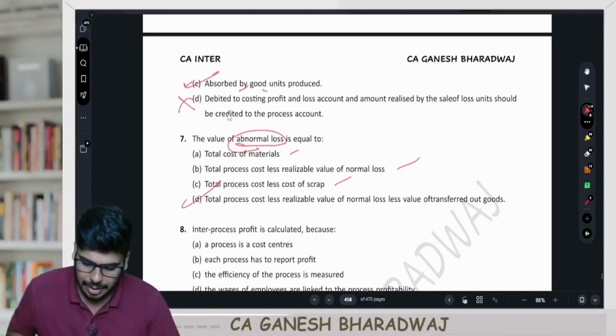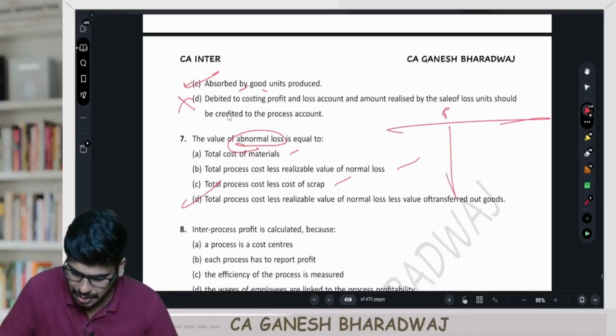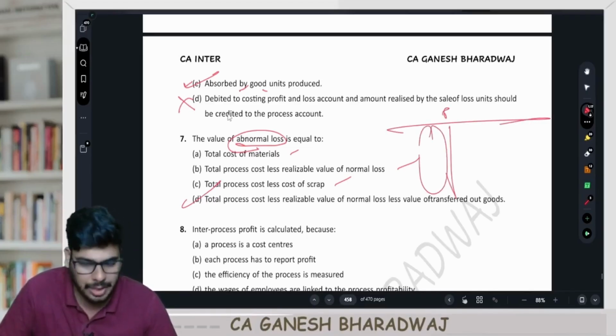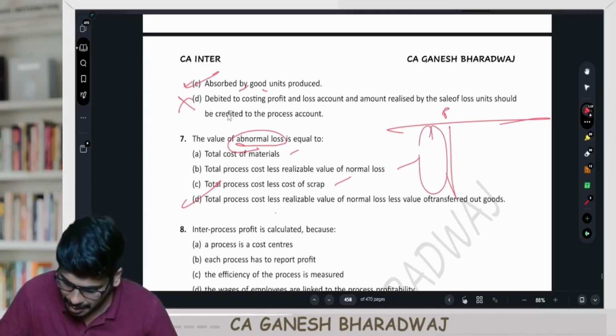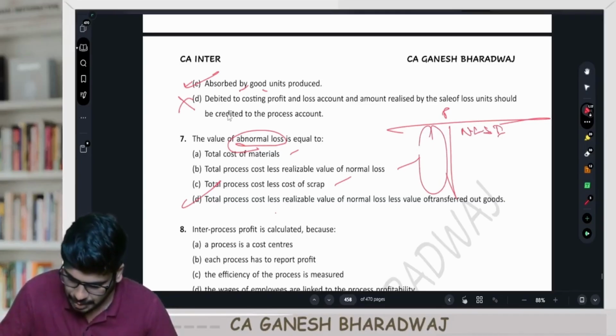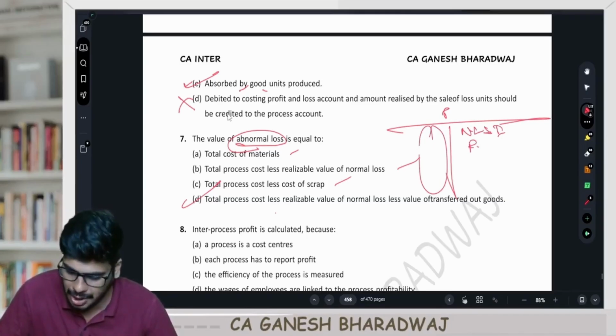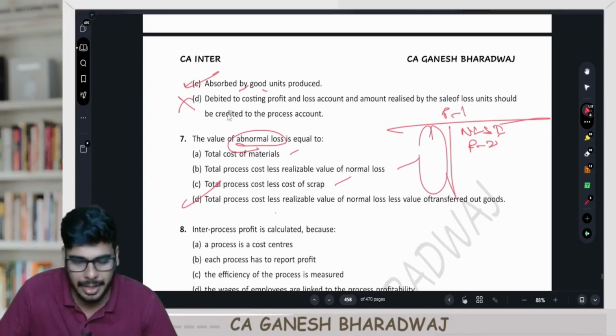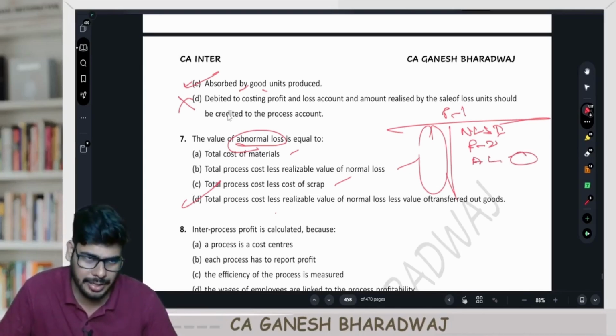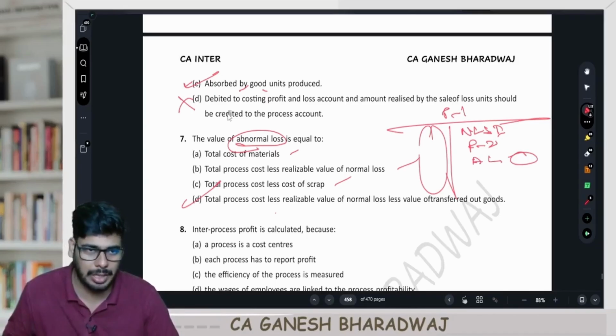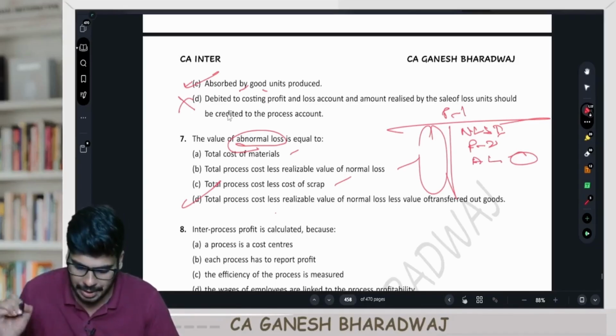Option D. Yes, obviously, because if this is a process account, total process cost, right, minus normal loss scrap income, right, minus units transferred to the next process, whatever is the balancing figure is only your abnormal loss. You can say they have not given anything about closing WIP. If that is there, that should also be reduced. Clear with this, right? Out of the 4 options, this is the best option.